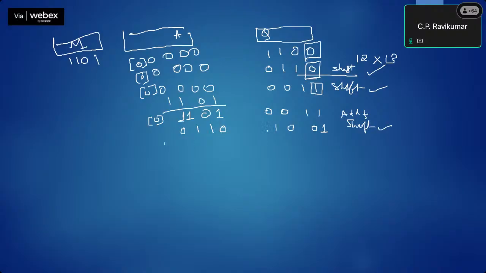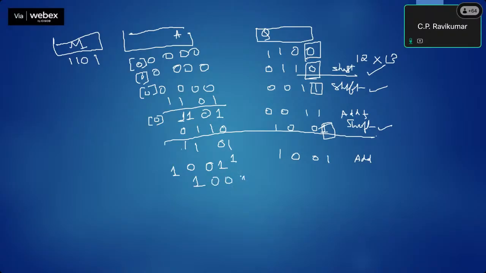Again, we look at the last bit. It happens to be 1. So add the multiplicand. 1, 1, 0, 1. We get 1. 1 plus 0 is 1. 1 plus 1 is 0. 1 plus 1 is 0 and carry is 1. Then here we have 1 0 0. This is after add. Then shift. This 1 will come here. 0 0 1. This one will shift here. 1 0 0.